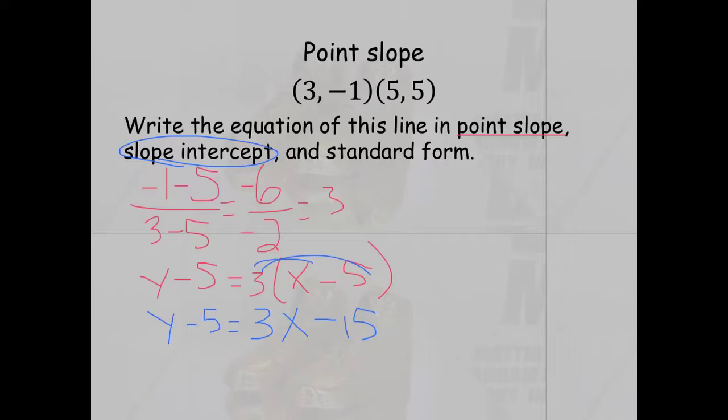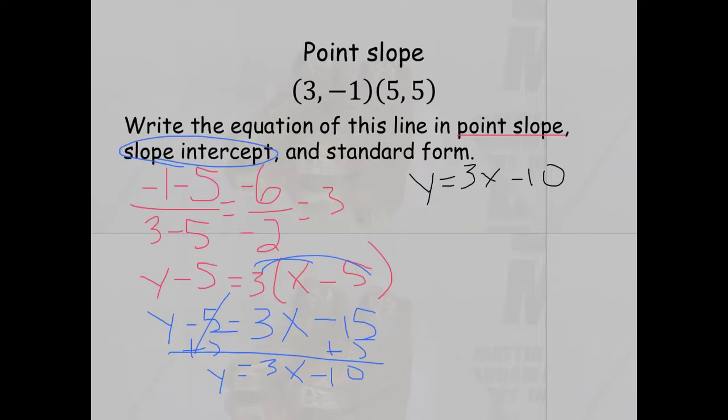Is y by itself? The answer to that is no. So, add 5 to both sides. We get y equals 3x minus 10. And that is slope-intercept form because we have y equals mx plus b. The last step here is to get that into standard form. I'm going to start with slope-intercept just because it's easy.